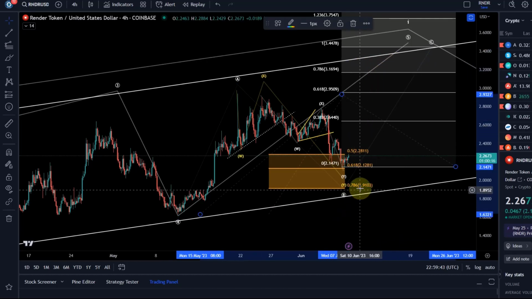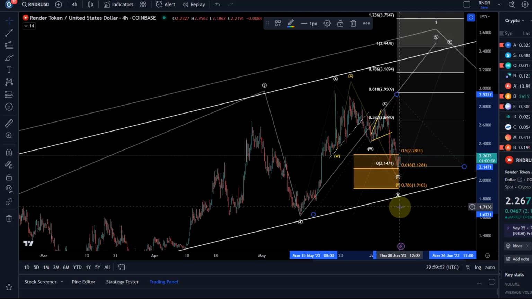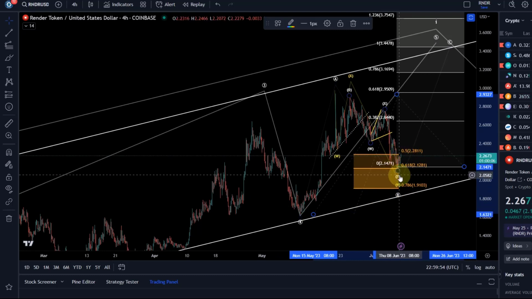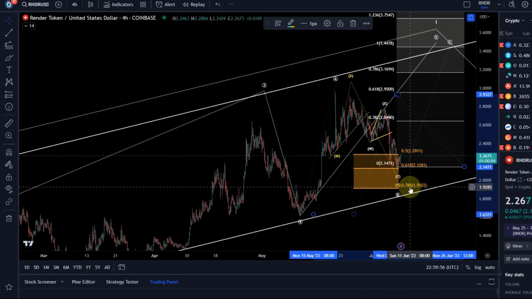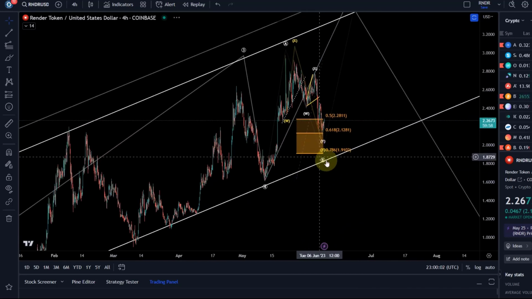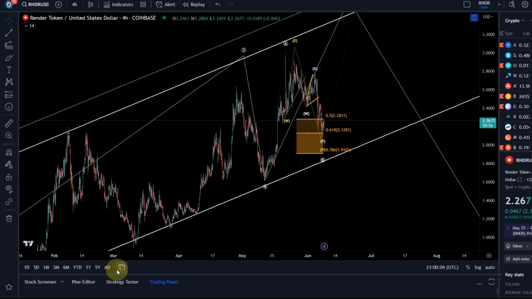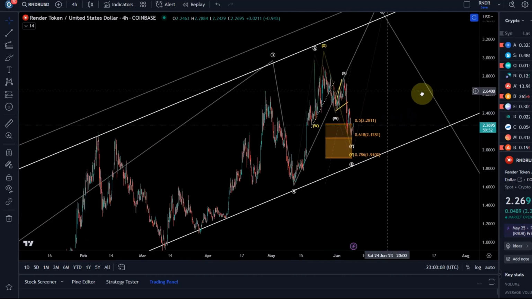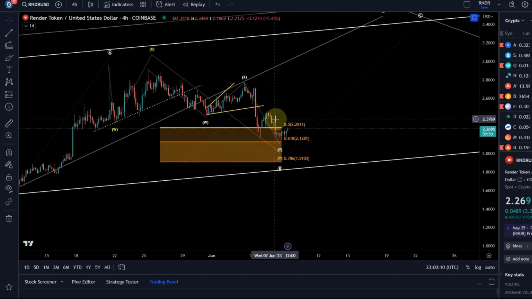But the condition would be to hold 191, or at least not go substantially below it. Bear in mind, it is not unreasonable to expect that price comes down to the 78.6 retracement, especially in the current market conditions, and then might react to the lower boundary or the lower trend line of this trend channel in which Render is moving. So at the moment, price action still has more space to the downside.